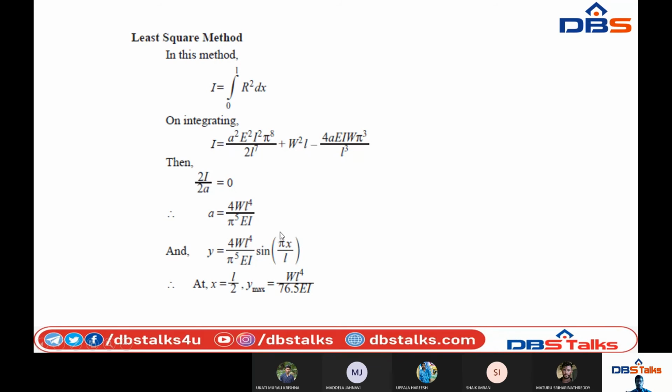Here x equal to length will be L by 2. Y max will be WL power 4 by 76.5 EI.